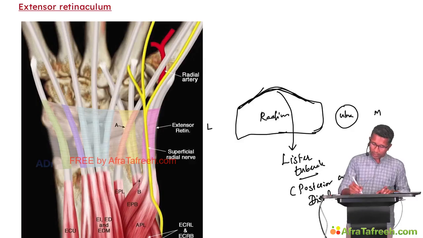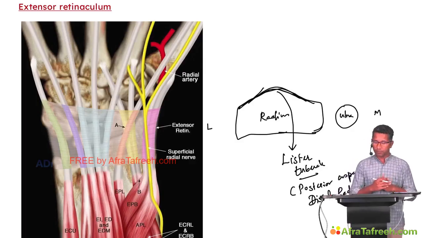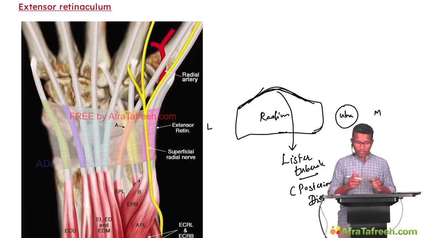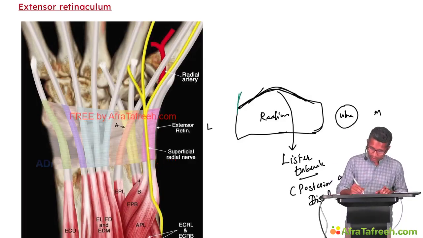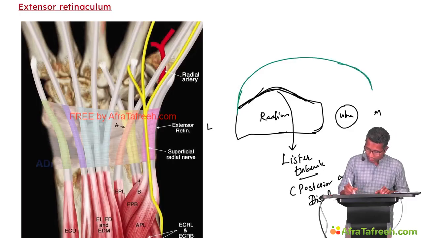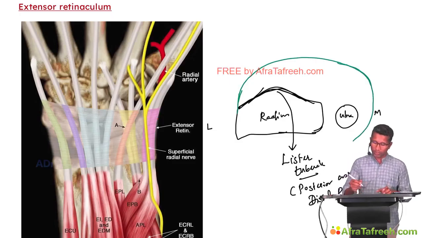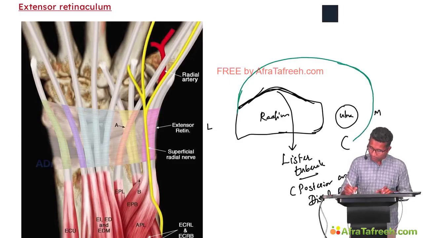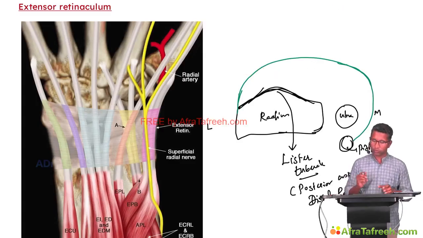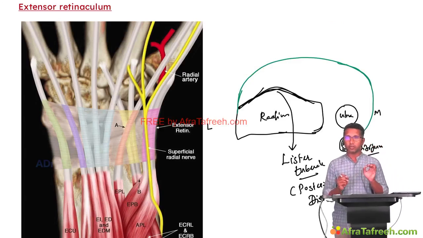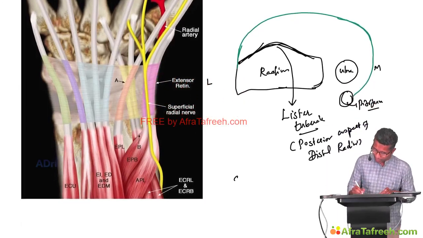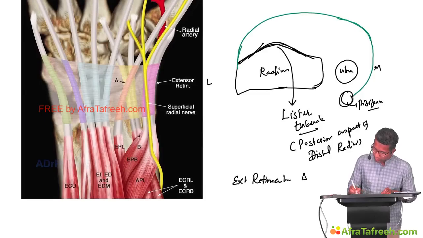Now there is a modification of the deep fascia which is seen in this region, and it is attached to the distal radius, and it is running to the medial side, and it is not attached to the ulna. Instead it is attached to the pisiform bone. In the wrist you get a bone called the pisiform bone. So please remember, the extensor retinaculum is not attached to the ulna.